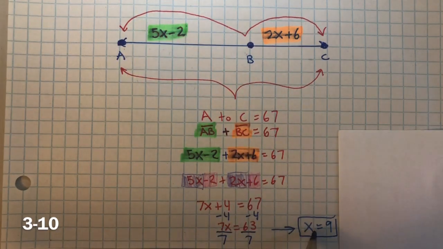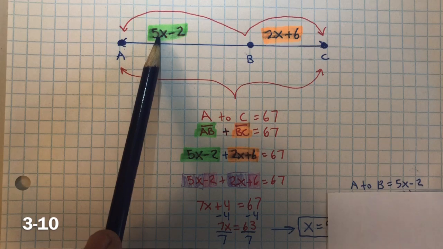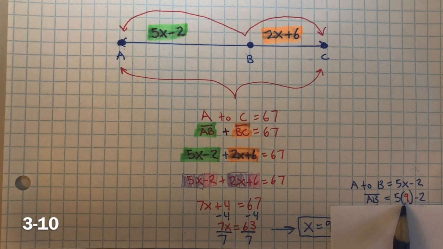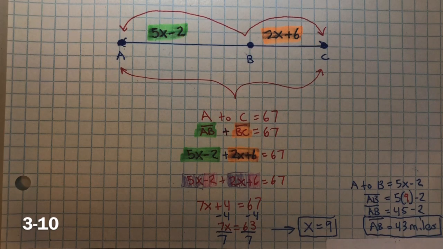So if we know x equals 9, we can plug it into this expression. So A to B equals 5x minus 2. We're going to plug in 9 into that expression. And now, instead of x, it's going to be 9. 5 times 9 is 45. 45 minus 2 equals 43. So line segment AB equals 43 miles.